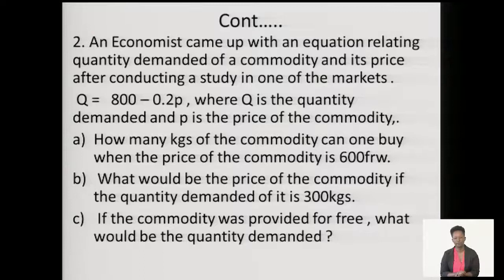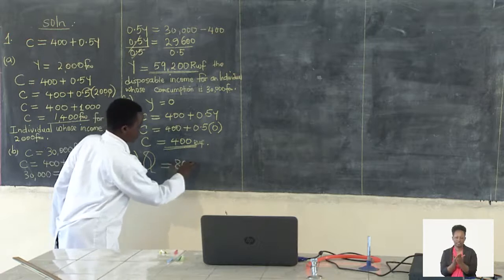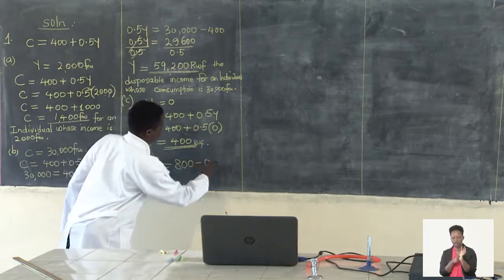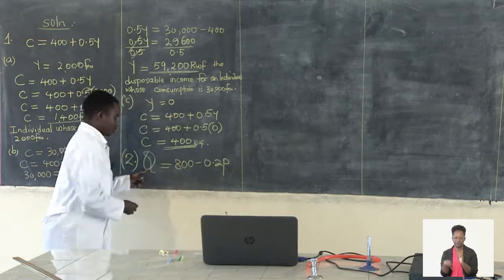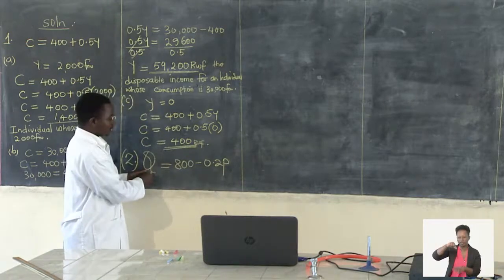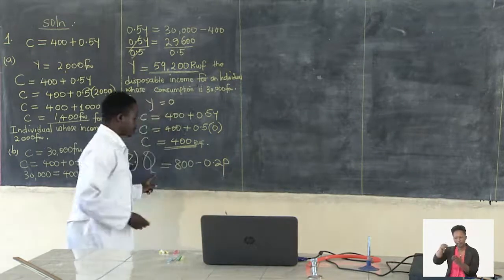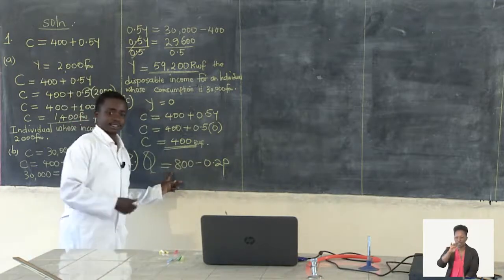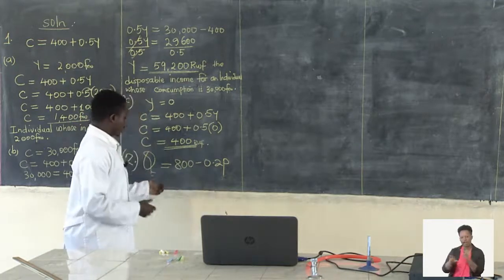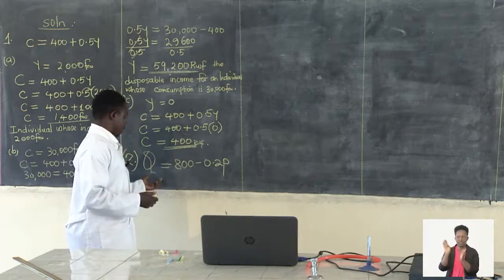Question 2 reads: an economist came up with an equation relating quantity demanded of a commodity and its price after conducting a study in one of the markets. Which equation did he come up with? The equation is quantity demanded Q equals 800 minus 0.2P, where Q stands for quantity demanded of the commodity and P stands for the price of that commodity. So this is a linear equation that he came up with after conducting his study. Now, let us see what they are asking us.